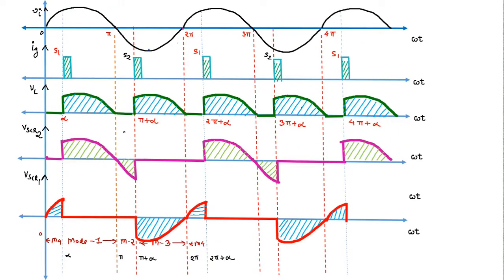Now we will see the load voltage. What will be the load voltage in the first mode of operation? In the first mode of operation, load voltage is equal to Vi. So whatever be the input waveform, it will be equal to the output waveform. And what is the voltage across the SCR1? SCR1 is conducting, therefore the voltage across it will be equal to 0, but the voltage across the SCR2 will be equal to the input voltage.